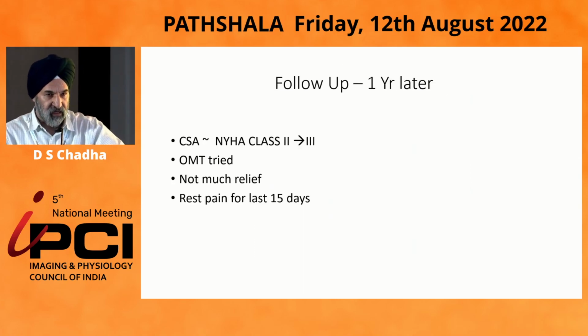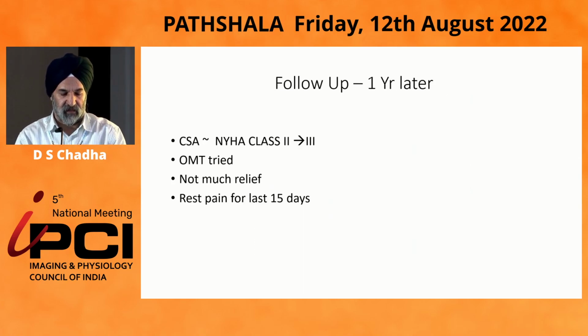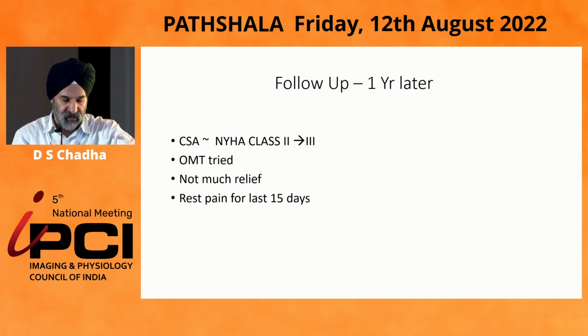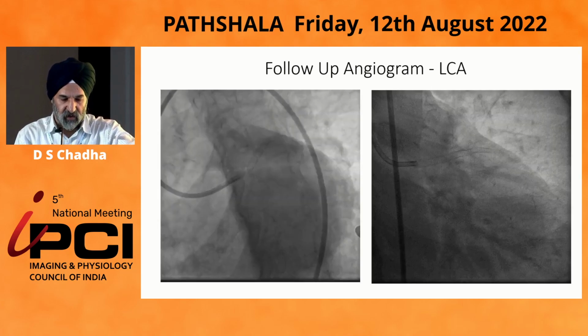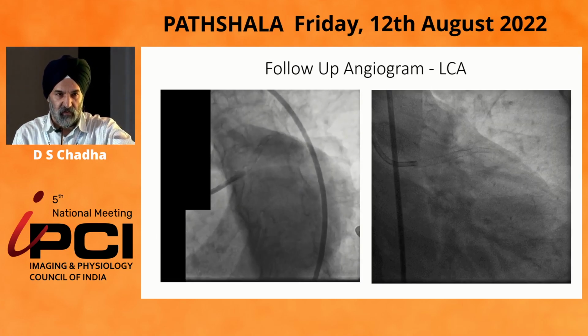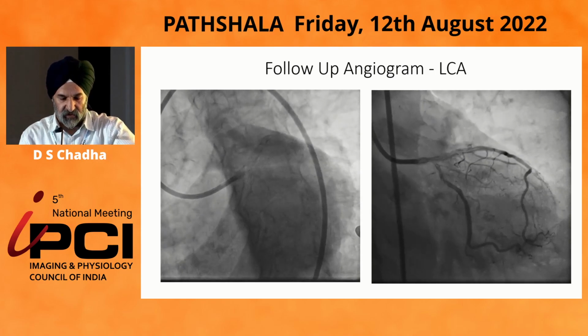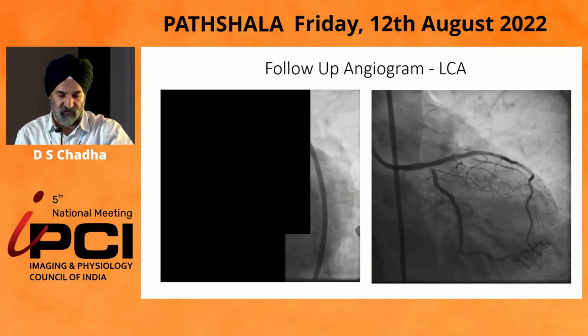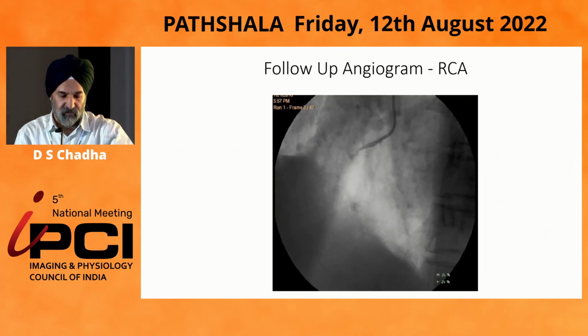And about a year later, this lady comes back with chronic stable angina. She was initially put on optimal medical therapy, but there was not much relief. She had rest pain, so we brought her back to the cath lab, and we knew what we were going to be seeing. So the circumflex was kind of hanging. This happened within a year of the primary plasty.